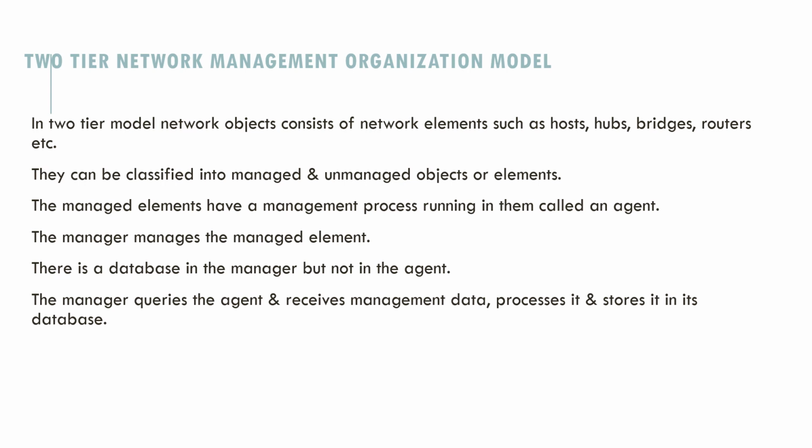In the two-tier model of network, objects consist of network elements such as hosts, hubs, bridges, routers, and so on. They can be classified into managed and unmanaged objects or elements. The managed elements have a management process running in them called an agent. The manager manages the managed elements in a database in the manager, but not in the agent. The manager queries the agent and receives the management data, processes it, and stores it in its database.